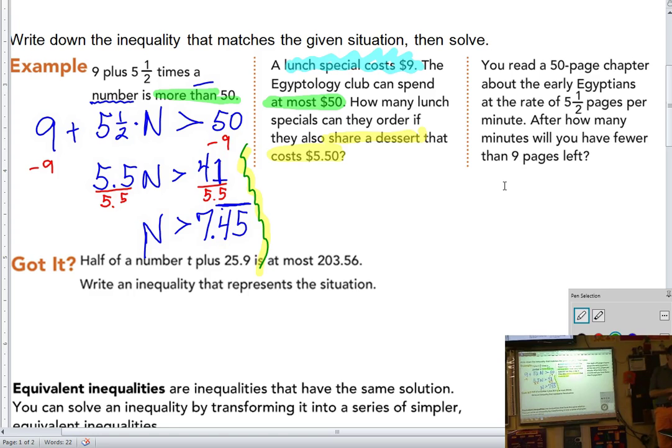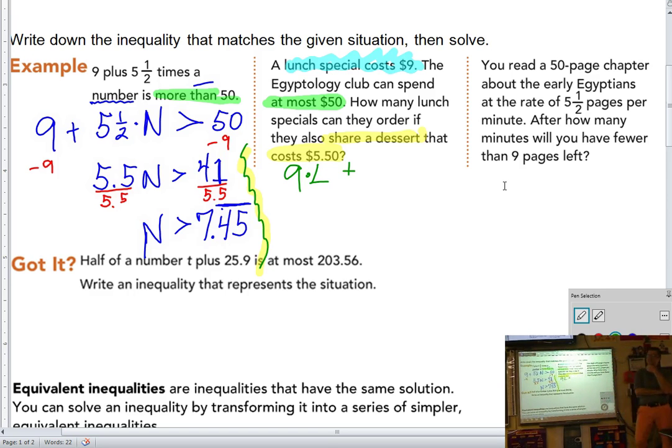Brandon, what would be the first thing you'd write here? And there's options. Are we ordering one lunch special or multiple? Multiple. So I can't just write 9. I'd write 9 and some variable. So we could say 9 times L for lunch specials.